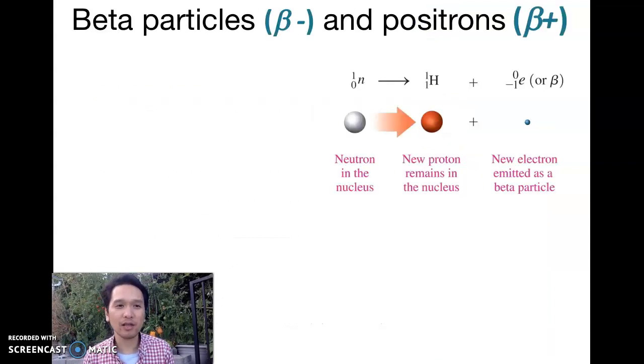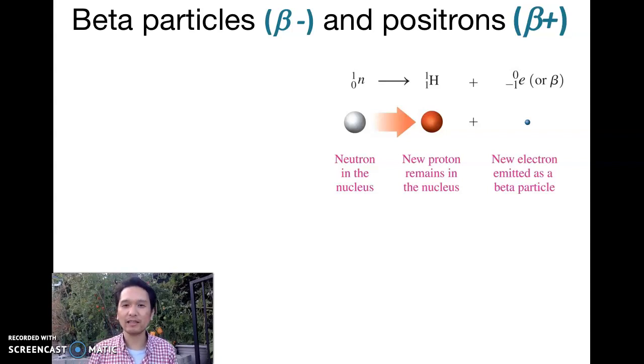The next particle we're going to talk about is called the beta particles. And I'm going to group this together with the positrons because they're basically opposite of one another. So what happens when you release a beta particle is if you have a neutron in your nucleus and all of a sudden it turns into a proton. And once it turns into a proton, it has to release this particle called the beta particle.